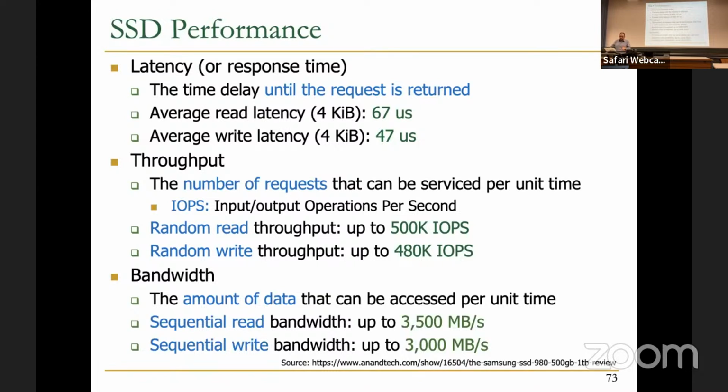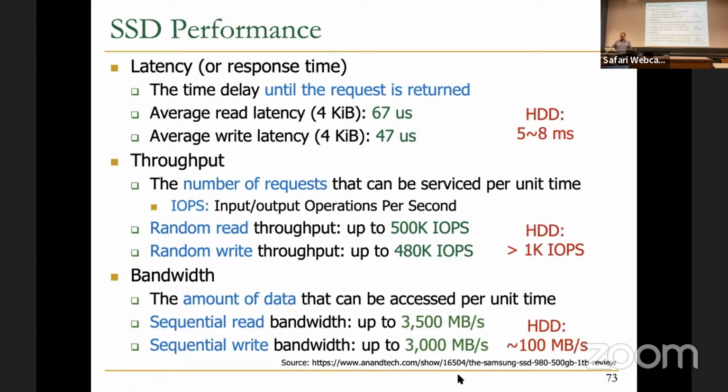And bandwidth is the amount of data that can be accessed per unit time. Here, you actually care about size because you're calculating the amount of data. The bandwidth for sequential read is up to 3,500 megabytes per second, and write bandwidth is up to 3,100 megabytes per second.